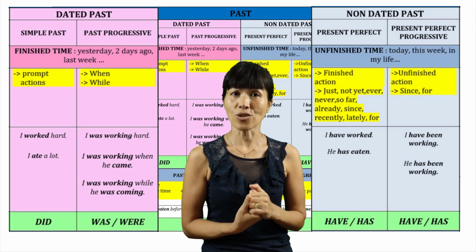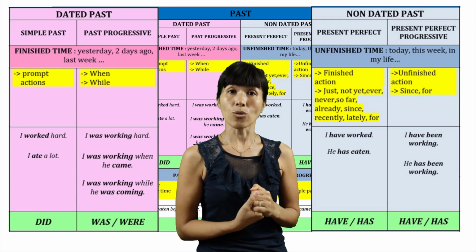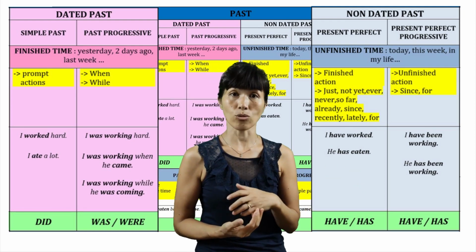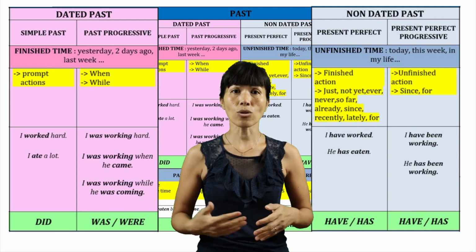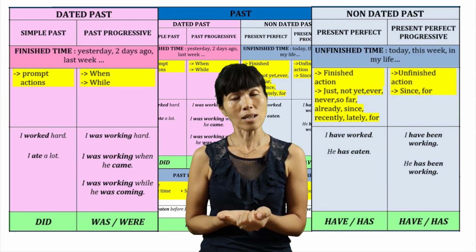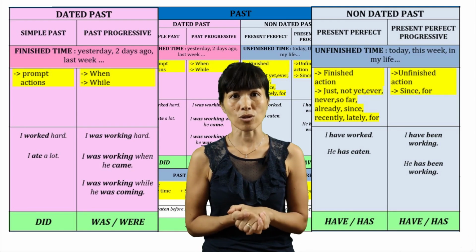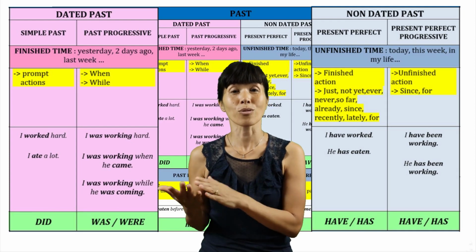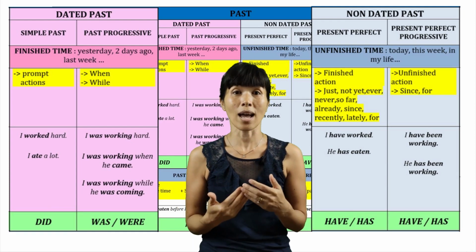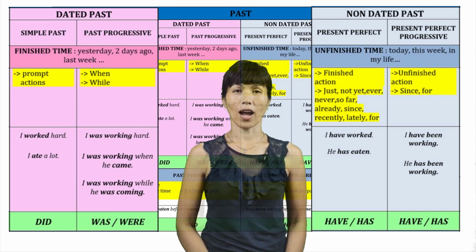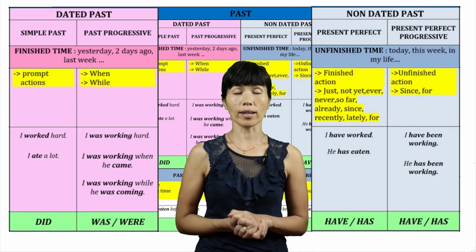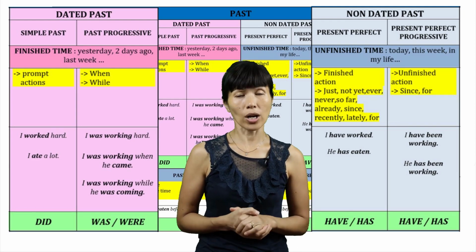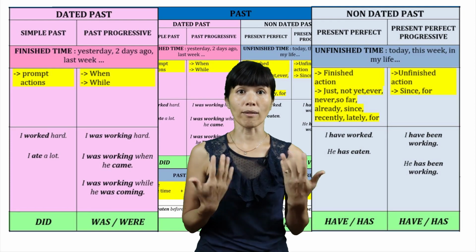Now, the second stage is to see whether your past is dated or non-dated. So is it a dated past or non-dated? Dated means you mention when exactly you did the action to the listener. The listener doesn't need to ask you when exactly you did that action, because you have said it to the listener. So we know that our sentence has a clear date.